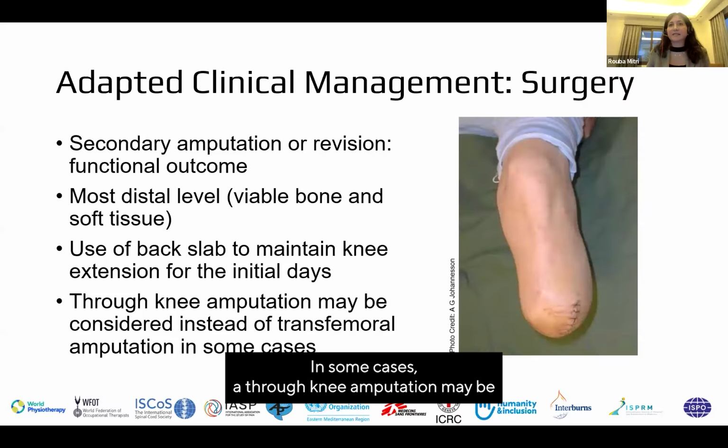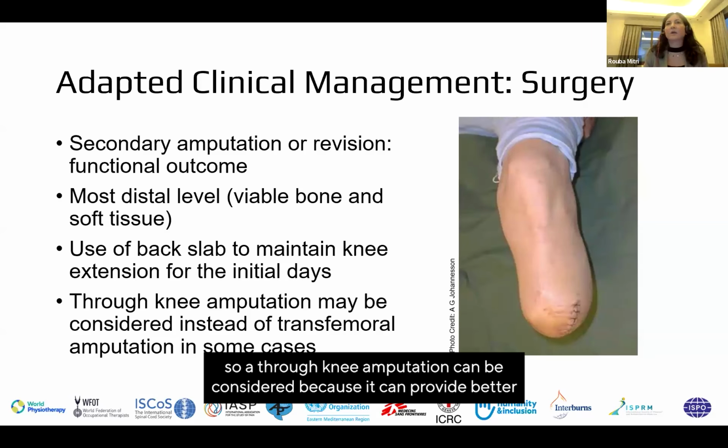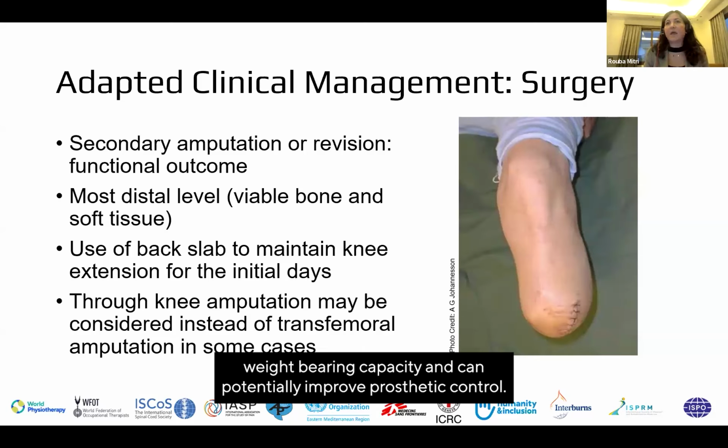In some cases, a through knee amputation may be considered as an alternative to a transfemoral amputation. So if there is a choice between a very, very short below knee, a through knee amputation can be considered because it can provide better weight bearing capacity and can potentially improve prosthetic control.